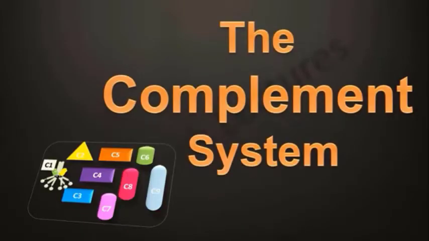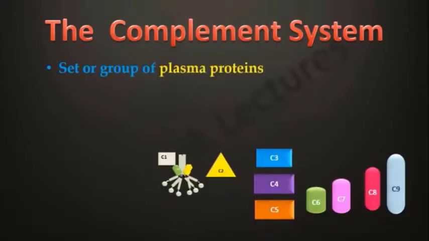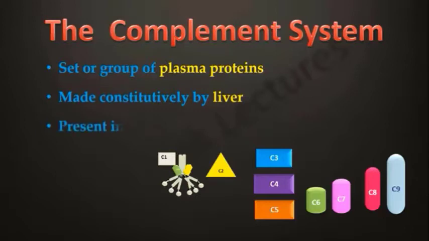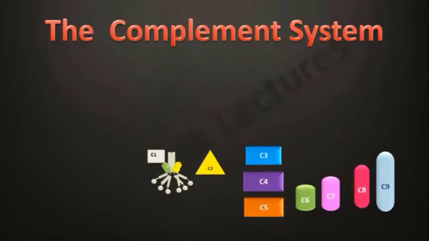The complement system. The complement system, or just complement, is a set or group of plasma proteins, and these proteins are made constitutively by the liver. These proteins are present in blood, in lymph, and in extracellular fluids. The complement system is so named because these proteins assist or complement the immune cells in destroying pathogens.